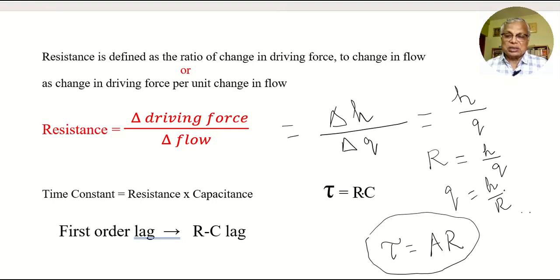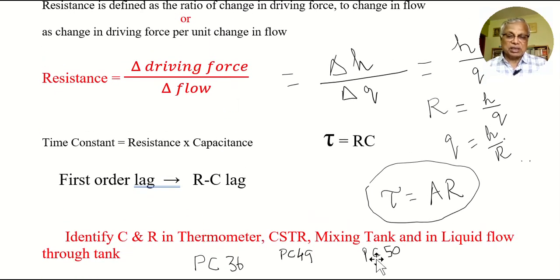Tau is R into C, product of resistance and capacitance. A represents capacitance and R is a resistance. So the time constant is a product of the two terms R and C. So similarly, you can find for the other systems. For thermometer, it was discussed in my lecture titled PC36, CSTR in PC49, and mixing tank in PC50. So for each of them, you will have a term for the time constant, one representing capacitance and other representing resistance, and the product of these two, C and R, will give you the time constants.